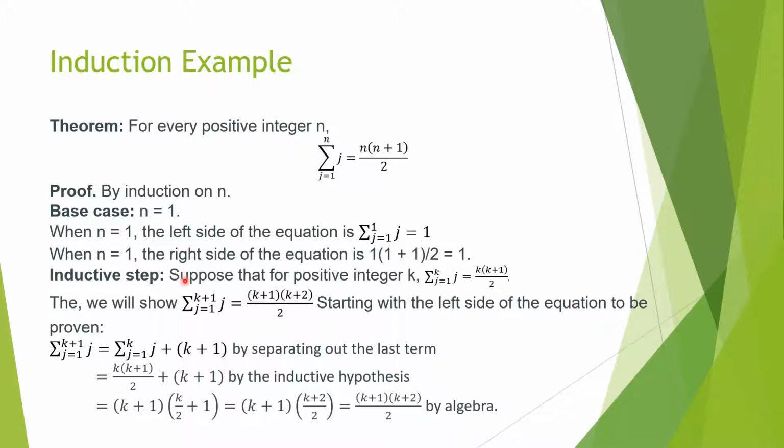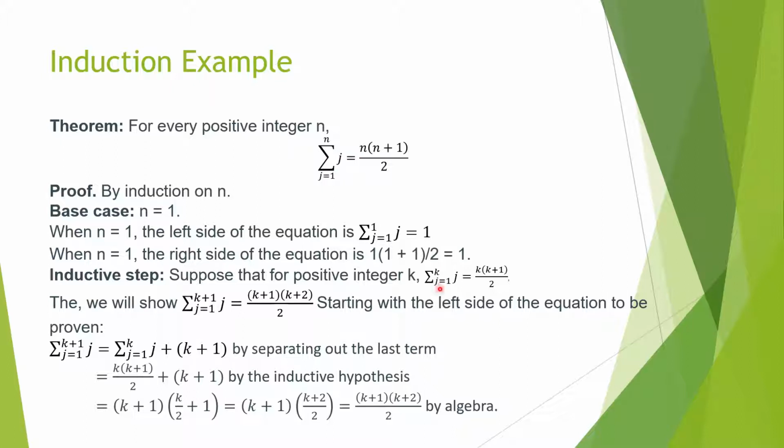Now let's look at the inductive step and see how we can prove it in this example. Suppose that for some positive integer k, the summation of all integers from 1 to k is equal to k times k plus 1 divided by 2. This is called the inductive hypothesis. This is obtained by replacing n by k in the original equation.